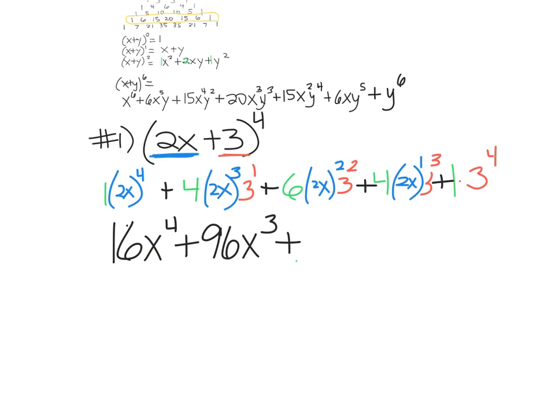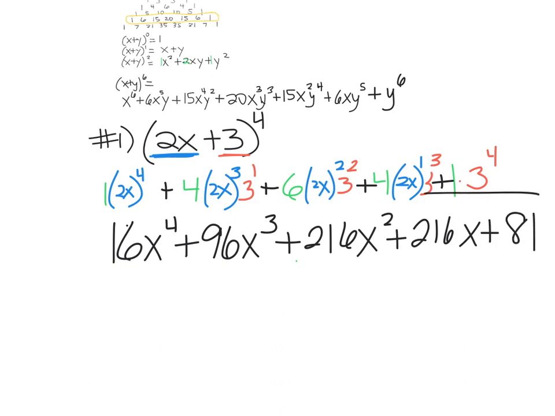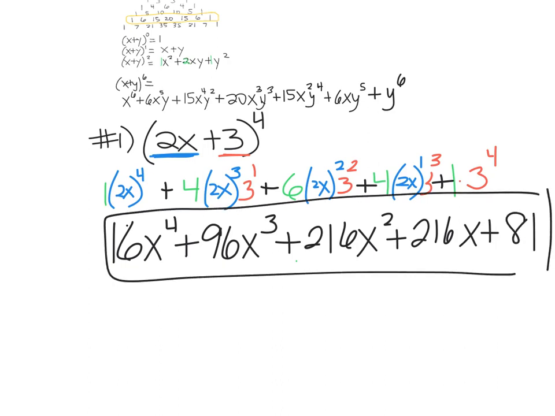All right, and the next term would be 6 times 2 squared times 3 squared. So 6 times 4 times 9, 216x squared, plus 4 times 2 times 3 cubed is 216 again, so 216x, and then plus 3 to the 4th, which is 81. And there it is. That's your final answer.